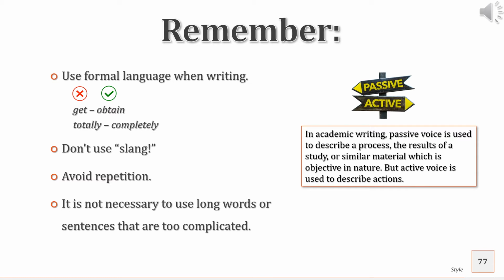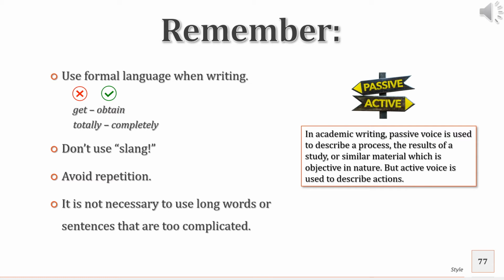And here we have some additional tips for you to keep in mind when you are planning your academic writing. Always remember to use formal language when you are writing. So this means instead of using words such as get or totally, replace them with words such as obtain or completely. Another important thing to remember is never use slang.